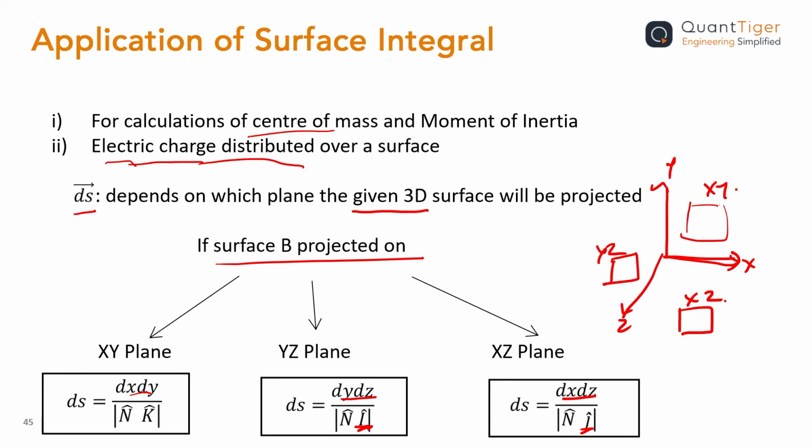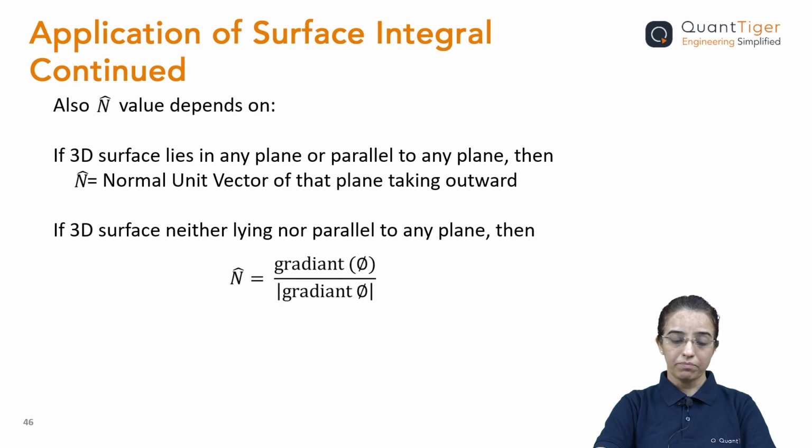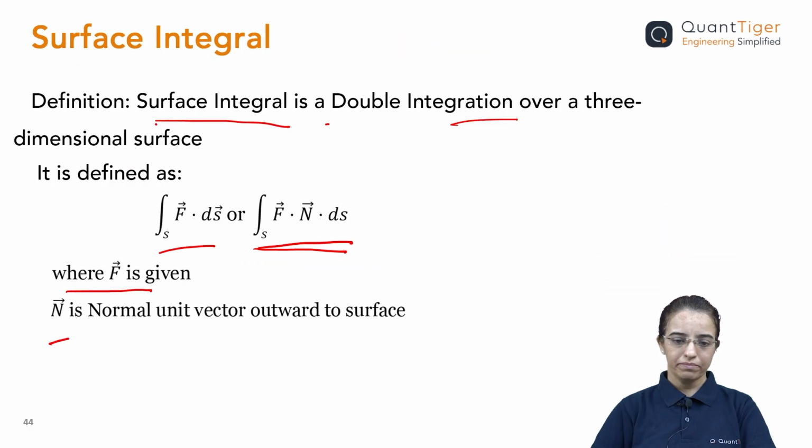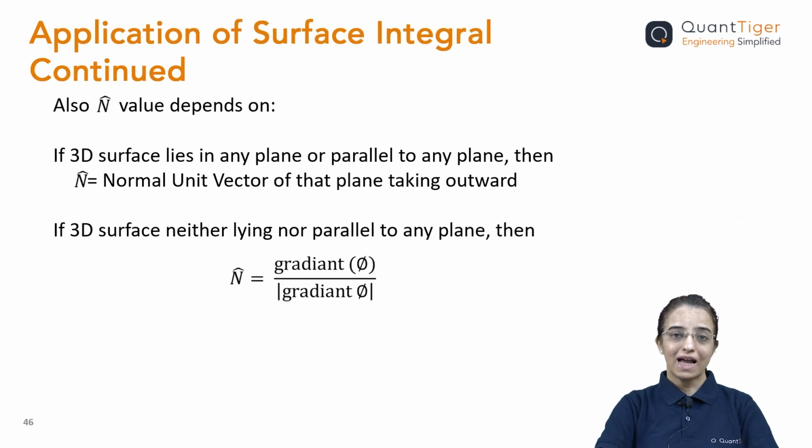The next part is n cap. The formula I have written is the one we will be using to find the surface integral. Here we just learned about ds. We haven't discussed the n vector and unit vector yet, and this will be given in the question. Now we will discuss the normal unit vector, because that also depends on which plane the given surface is lying in.